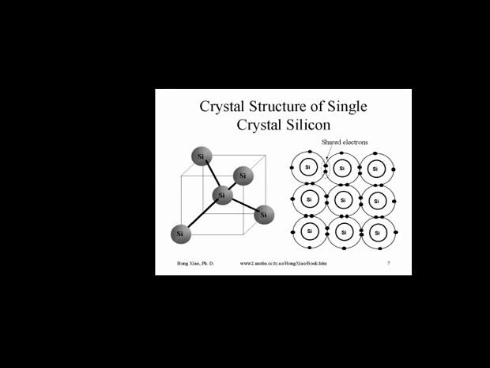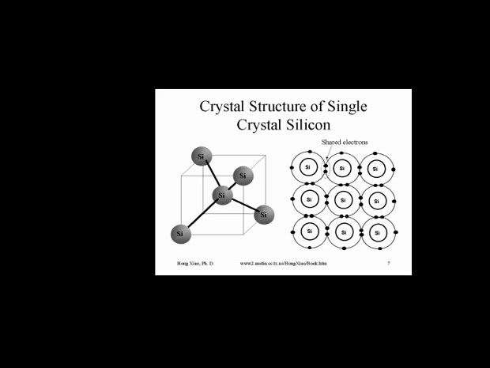In this video, we'll begin to talk about semiconductor electronics. This picture shows the crystal structure for silicon. Whenever elements combine, they generally do so in such a manner as to have 8 valence electrons.